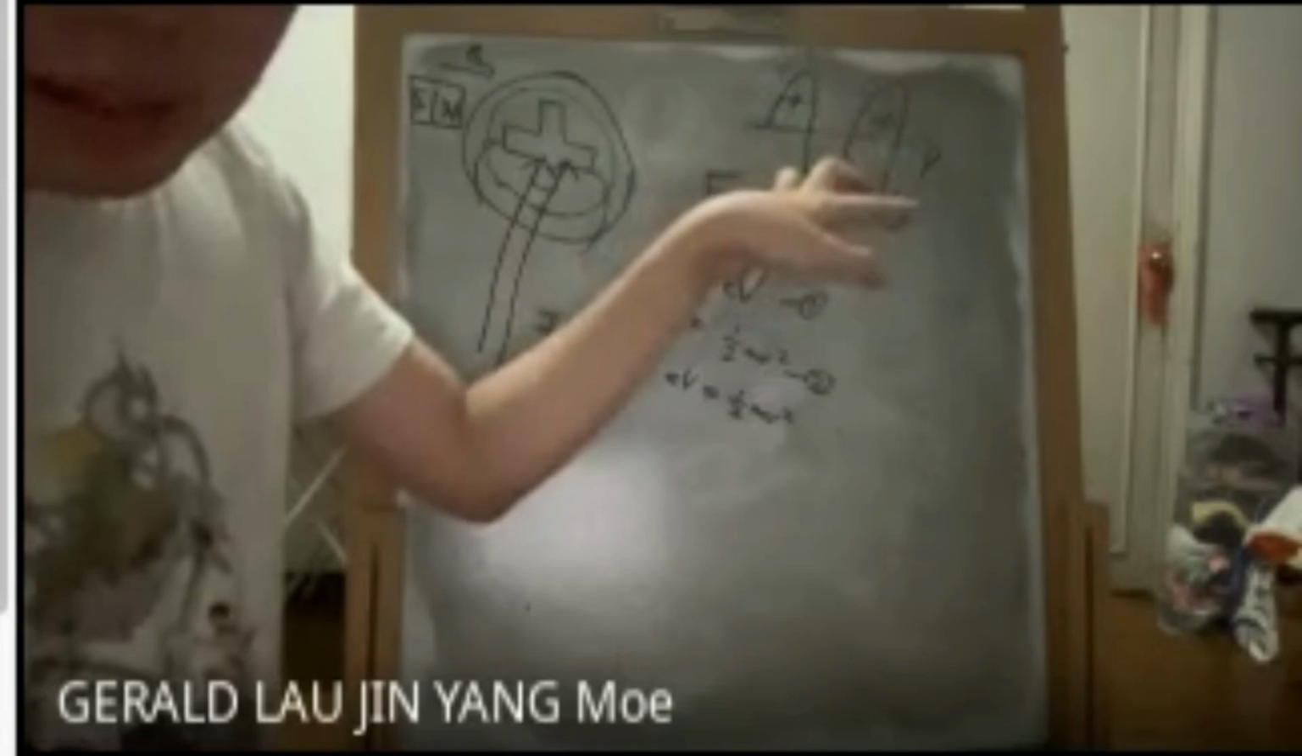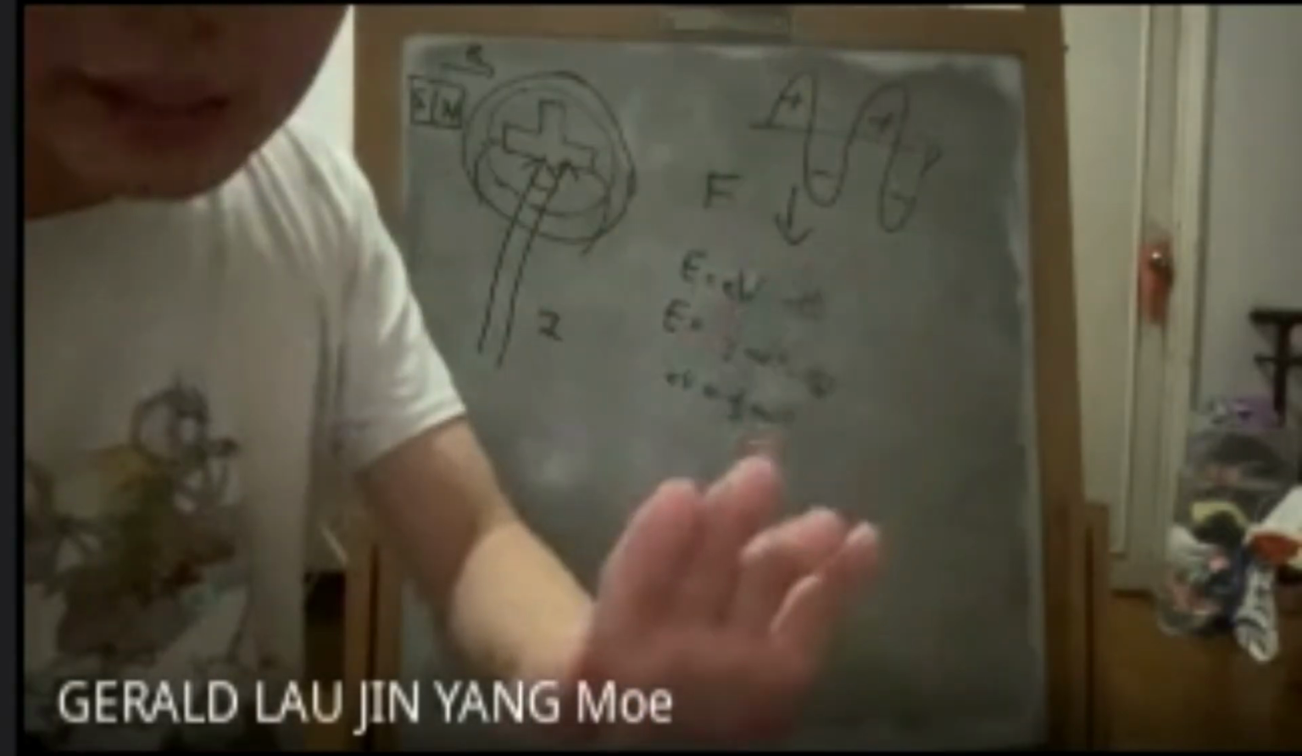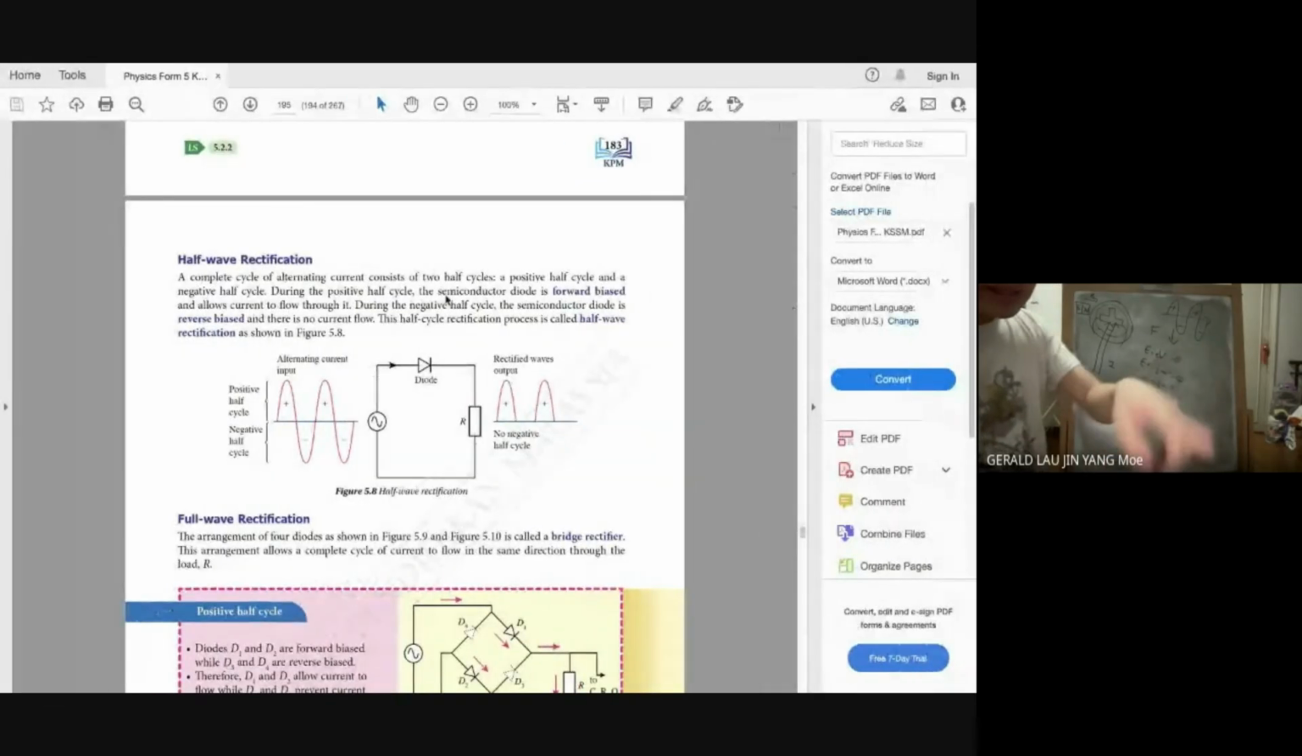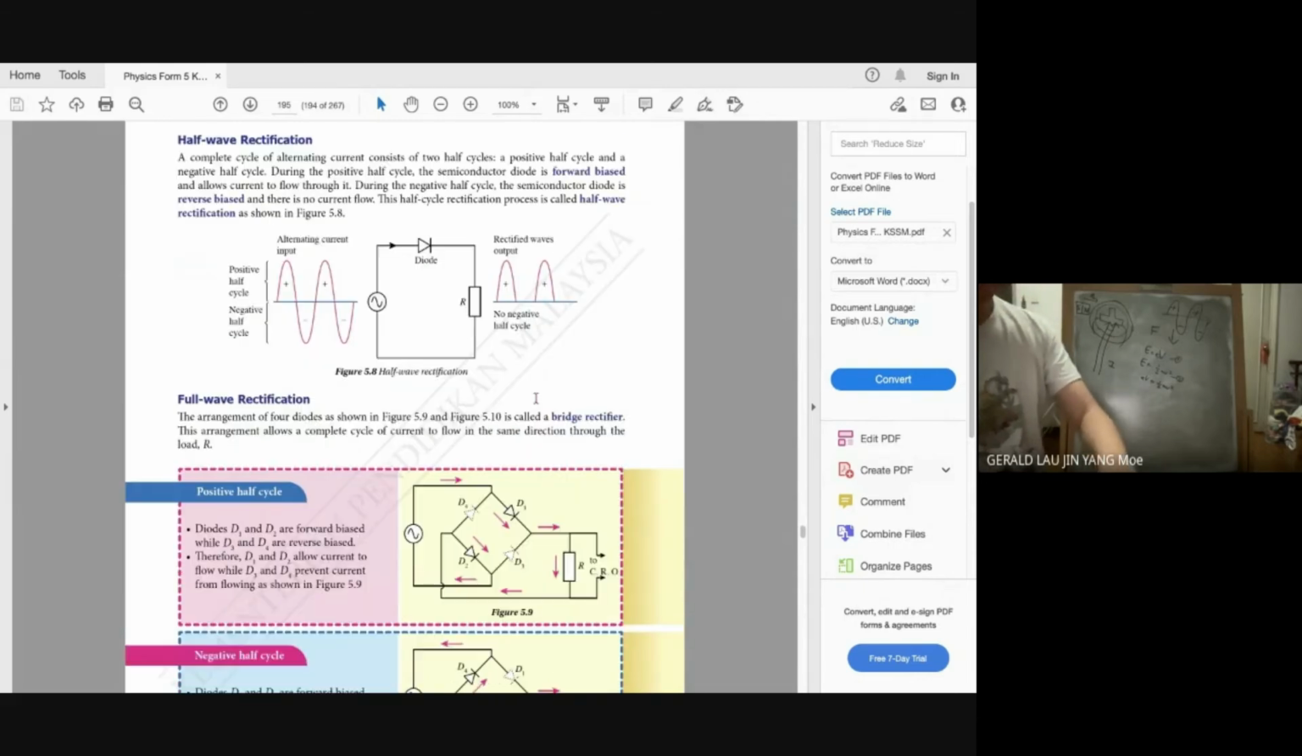Can you understand? I hope you understand. Because here, if it produces positive current, it follows the semiconductor diode and it will produce the current. But if here it is negative, following the diode, it will not produce because it's reverse bias.